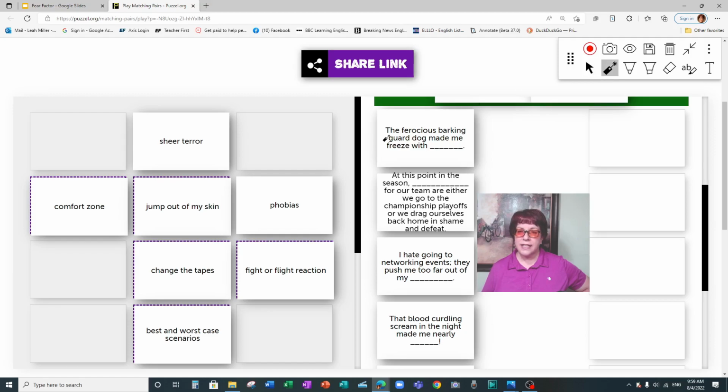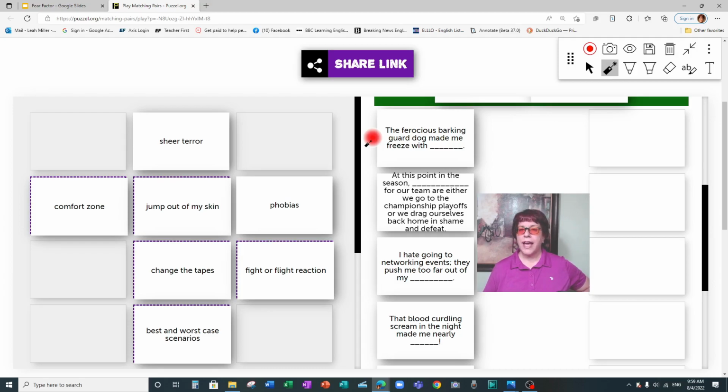Next sentence. The ferocious barking guard dog made me freeze with. All right. If you can imagine the scenario of some kind of a guard dog, maybe a German Shepherd, a Doberman, Rottweiler, a very terrifying kind of dog. They're very ferocious because that's what they're for, security purposes. So if you heard the barking or maybe saw one of these dogs, you would freeze with.